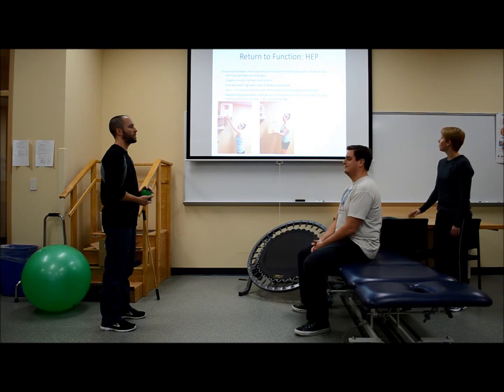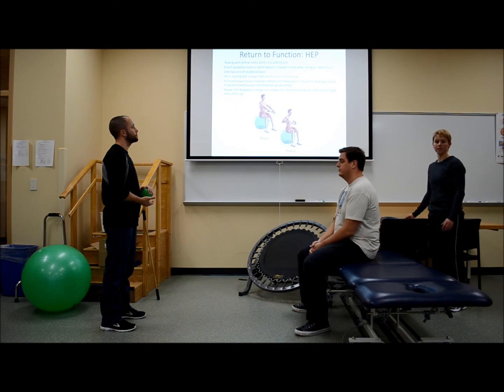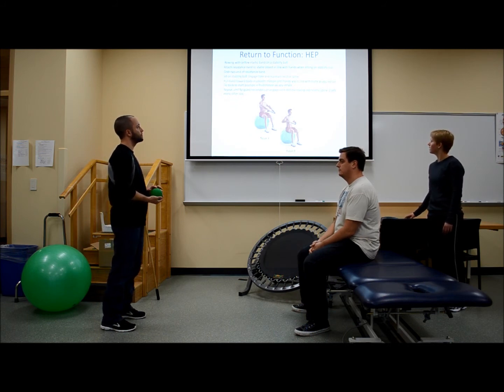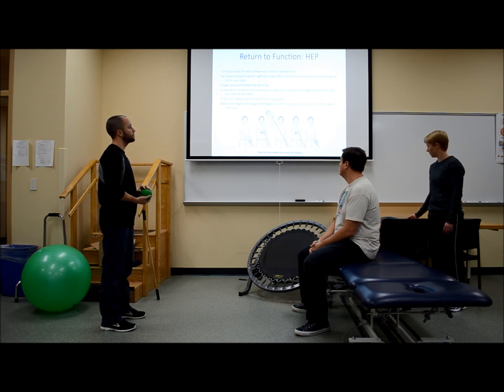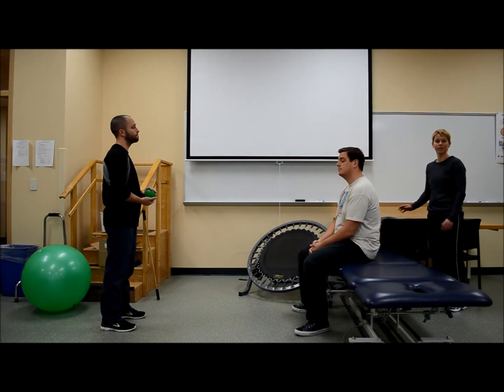Alright, so for our home exercise program, she's going to be doing the same box exercise we did before, using her own shelf at her home. Be doing the same stability rolling exercise. She had a ball and the TheraBand for that, and then also D2 flexion. And here's the SOAP note for that section. And that's the end. Thanks.